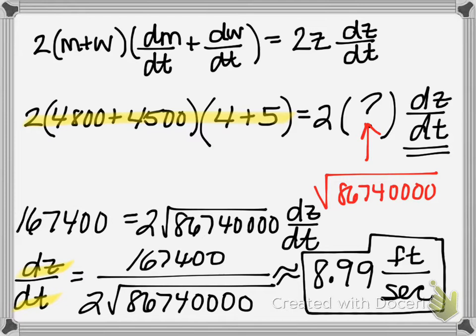And then it is a positive rate, which implies that the distance is increasing. So our final statement could be something like: 15 minutes after the woman begins walking, the distance between the man and the woman is increasing at a rate of approximately 8.99 feet per second.